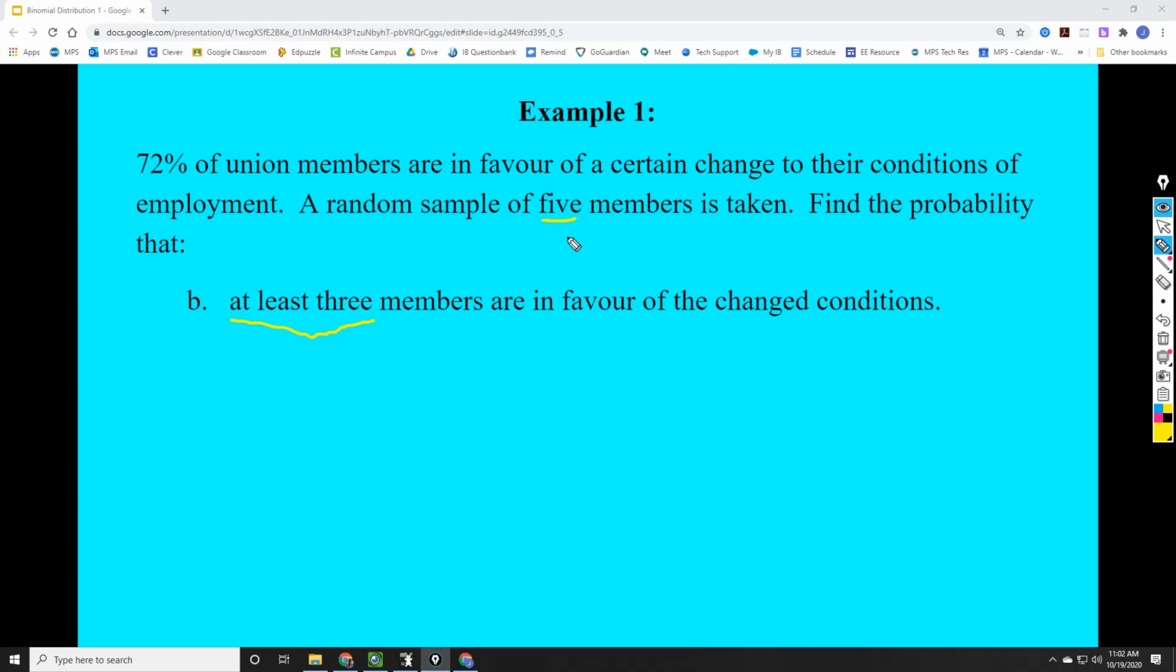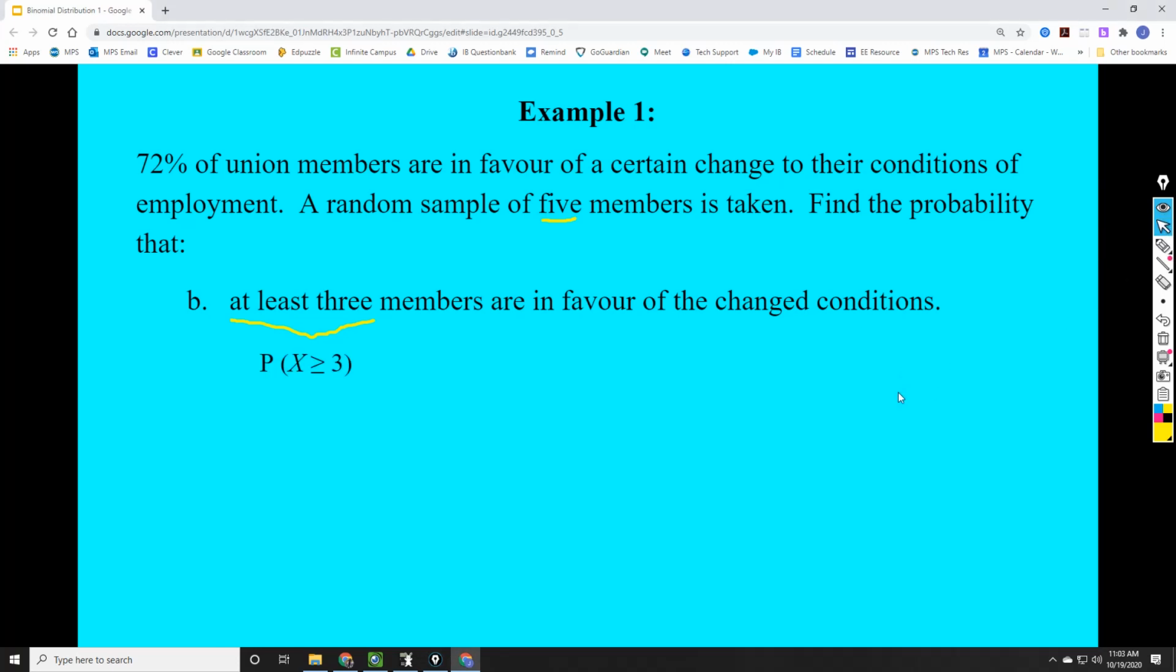So there's a couple ways we could do this. One is we could repeat what we did on the previous slide, where we do the probability of having exactly 3 successes, 3 members, like we just did, and then do the probability of 4, and then also do the probability of 5, and we could add all of those up. So that's one way we could do this.